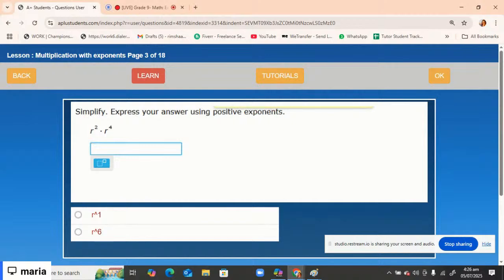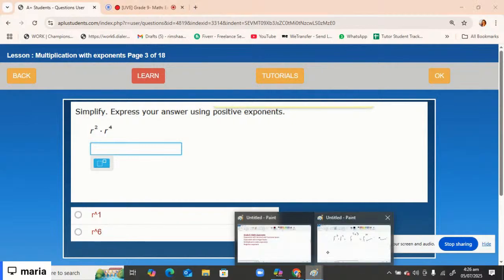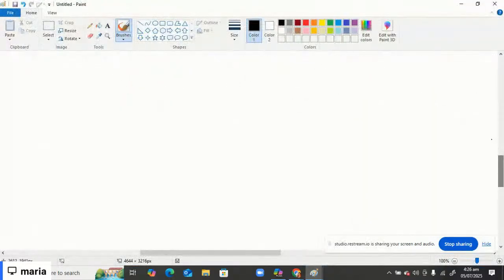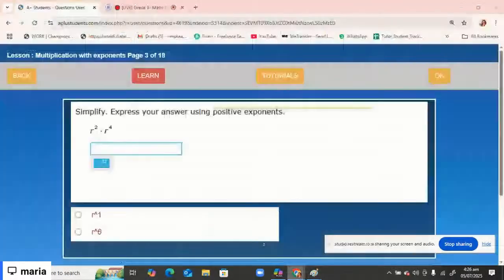Express your answer using the positive exponent. Same thing, r power 2 and then r power 4. So what do we do for that? r power 2 dot r power 4. The bases are the same; the base could be x, y, z, anything, okay? You just add their powers. It's r power 6.